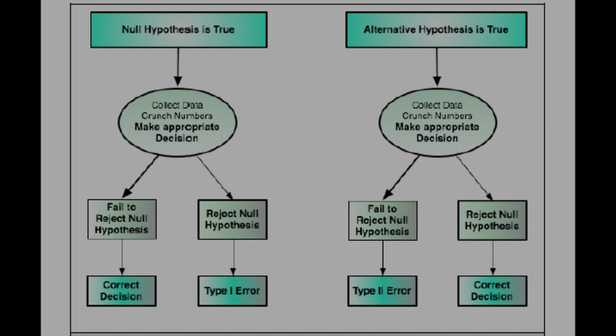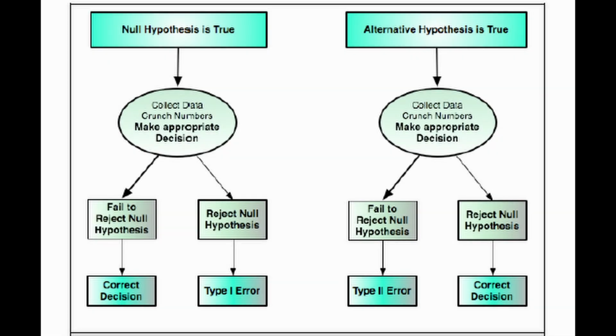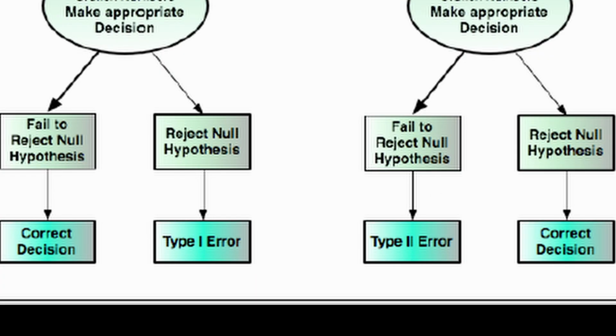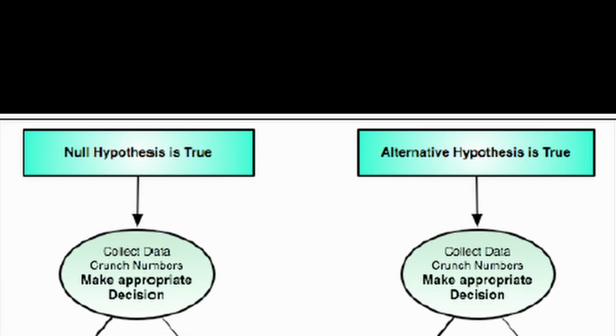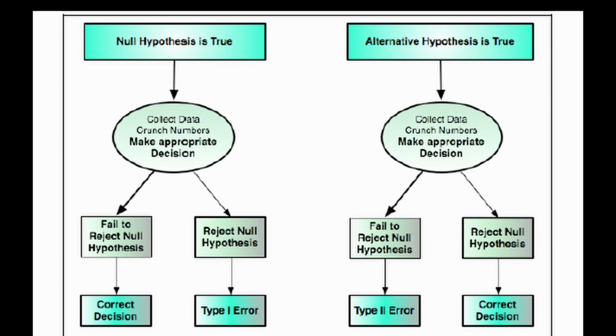The genius of the hypothesis testing paradigm lies in its structure. Two possible decisions: reject the null hypothesis or fail to reject the null hypothesis. And two possible states of nature: the null hypothesis is true or the alternative hypothesis is true. Partitioning scientific reality this way gives us exactly 4 possible outcomes. No more, no less. 2 of those outcomes are correct decisions.